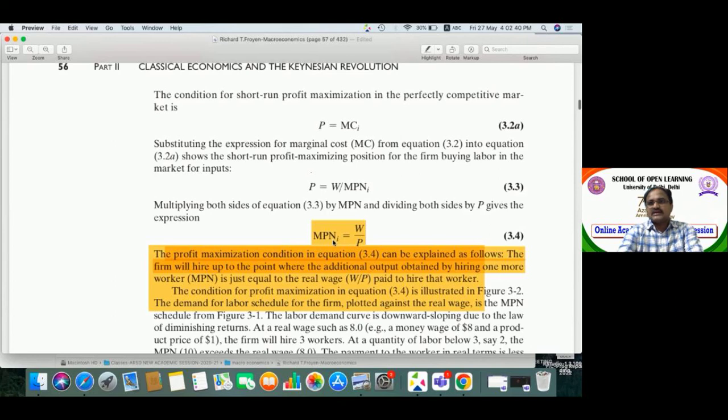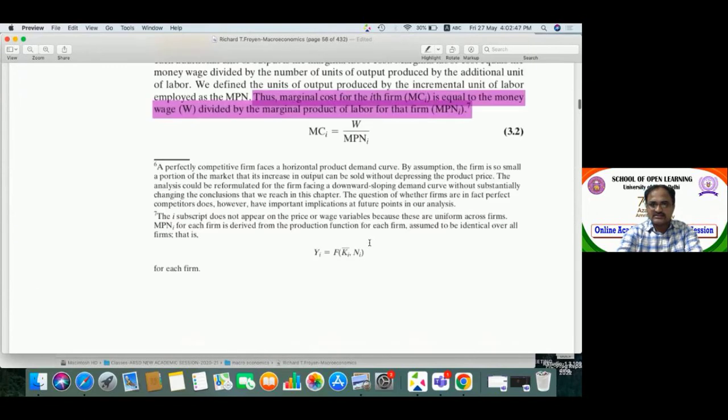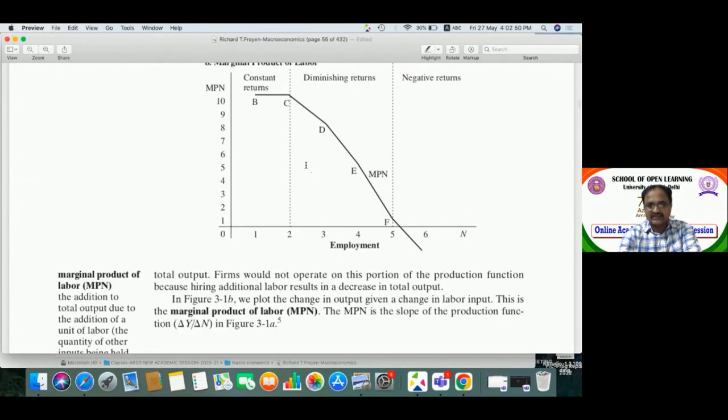So MPN, the marginal productivity of labor, depends upon W by P. If you're still confused, don't confuse the students, I'm discussing this diagram only. So MPN is equal to W by P. Why W by P? The labor which produces the output does so on the basis of whatever he is earning, the wage rate. Wage rate W by P means the wage rate at the level of the price. MPN is equal to W by P.